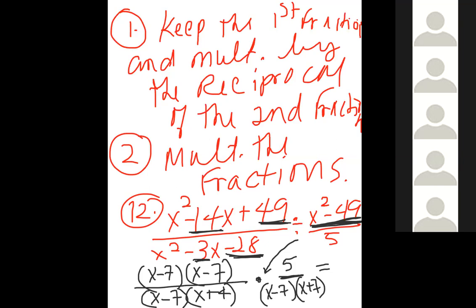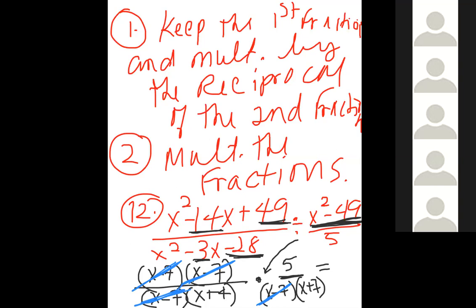So Sarah, as you can tell, this is very similar to multiplication. Essentially, division is multiplication, okay? So here we go. We're going to cancel out one factor in the numerator, one in the denominator. So x minus 7 cancels out with x minus 7 in the denominator. Now I'm going to cross cancel x minus 7 with x minus 7. Now I cannot cancel anything else out.